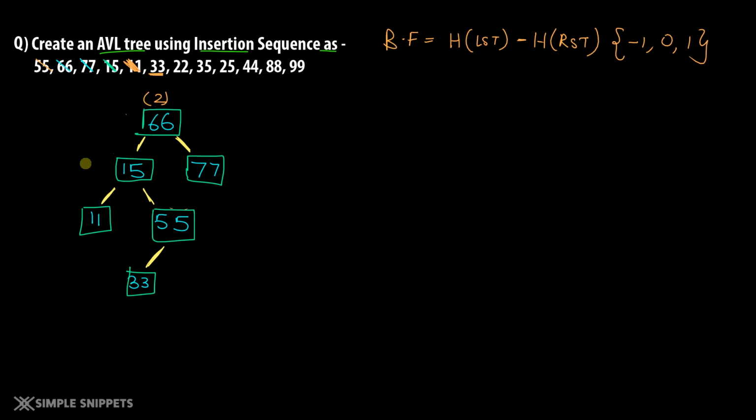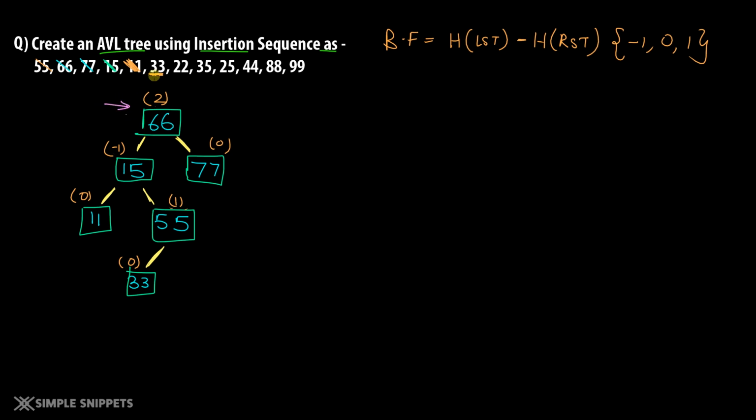Let's calculate the balance factor for other nodes. For 33 obviously it's going to be 0. For 77 it's going to be 0. For 11 it's going to be 0. For 55 it's going to be 1. For 15 it's going to be -1. Not wasting any time to show you the individual calculations, by now you should get a hang of it. But yeah, now you can see that the imbalance has happened at the root position 2. So this is kind of like our critical node.